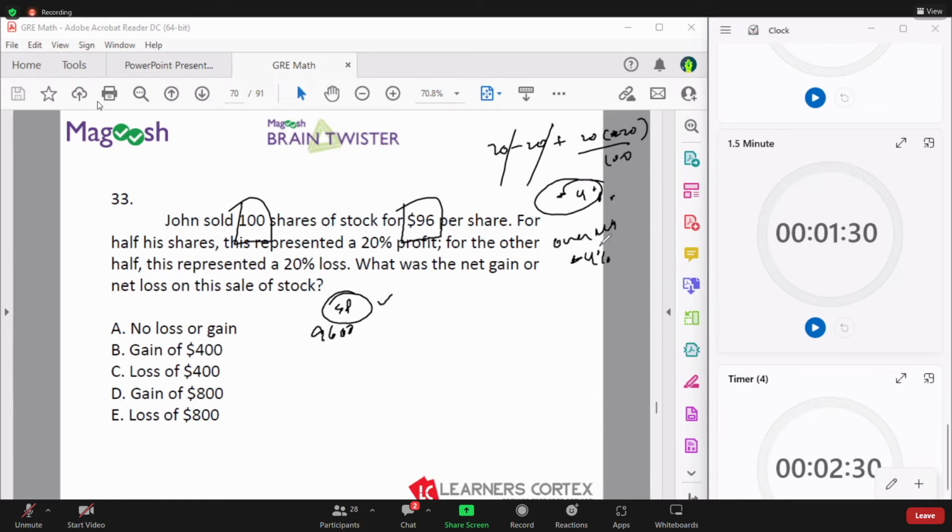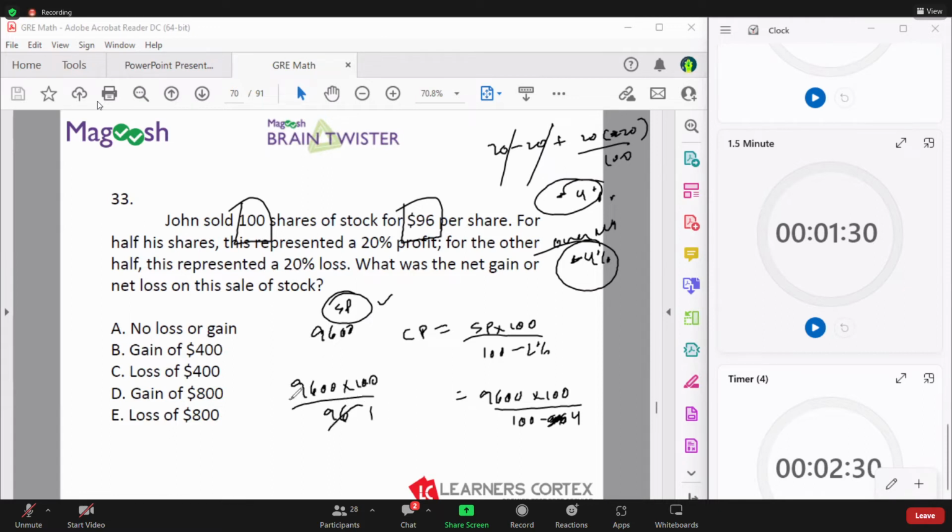Now if SP is given and loss percent is given, CP is basically SP times 100 over 100 minus loss percent. So this becomes 9600 times 100 over 100 minus 4, which is 9600 times 100 over 96, which is 100 times 100, or $10,000. So the total CP was $10,000, and the loss would be $400.